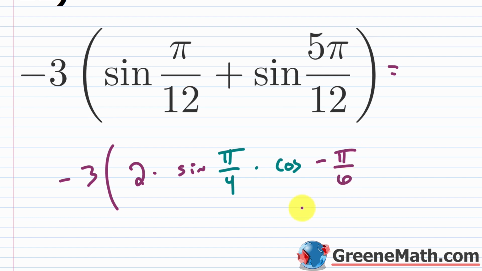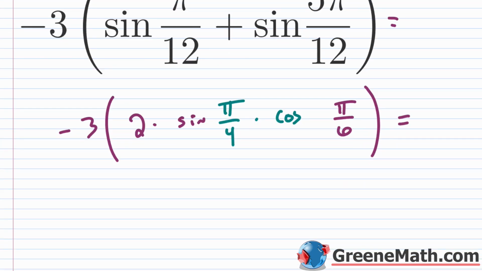Now, cosine is an even function. So the cosine of negative pi over 6 is the same as the cosine of pi over 6. So you can get rid of this negative if you want. Okay, let's close this down. And from here, it's pretty easy overall.